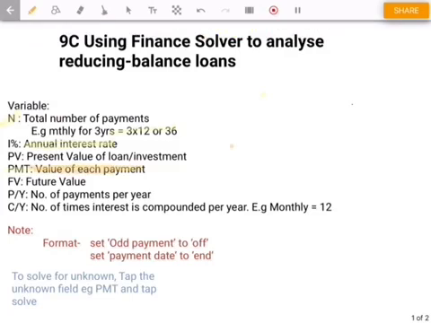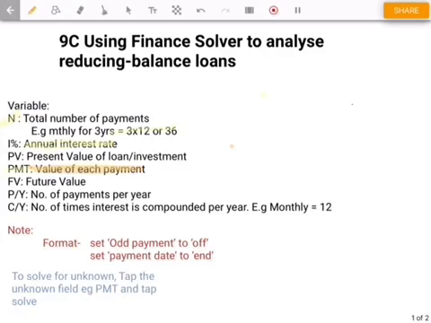FV is the future value, so you might select that you want to pay the loan out in full, so therefore your future value might be 0. If you have an interest-only loan, which we'll look at in a few lessons' time, the future value is actually the same as the current value because you're only going to pay the interest off it, so you don't want the value of the loan to go up or down.